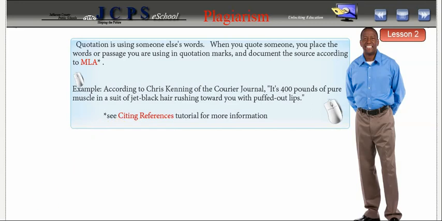Quotation is using someone else's words. When you quote someone, you place the words or passage you are using in quotation marks, and document the source according to MLA. Example: according to Chris Kenning of the Courier Journal, it's 400 pounds of pure muscle in a suit of jet black hair rushing toward you with puffed out lips.